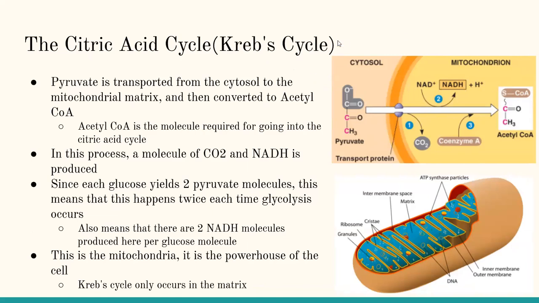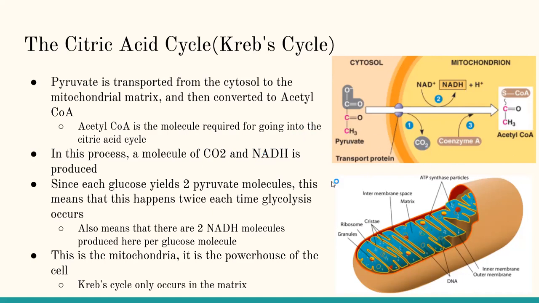Citric acid cycle is another name for the Krebs cycle. Pyruvate is transported from the cytosol into the mitochondrial matrix. And oh yeah, glycolysis happens in the cytosol, by the way. I probably should have mentioned that. Then it enters the mitochondrial matrix and it's converted to acetyl coenzyme A, or CoA, however you want to pronounce it. You can see here where the pyruvate goes into the mitochondrion. Acetyl coenzyme A is a molecule required for going into the citric acid cycle. So it's really important. On the next page, there's a better chart that shows that.